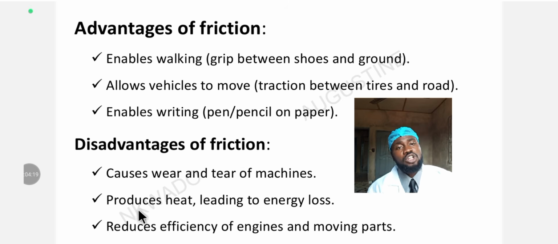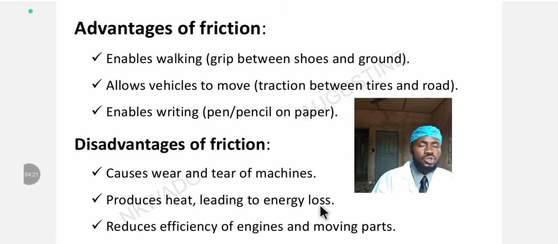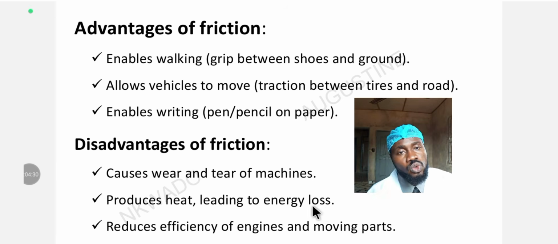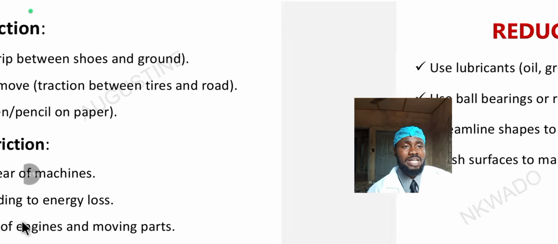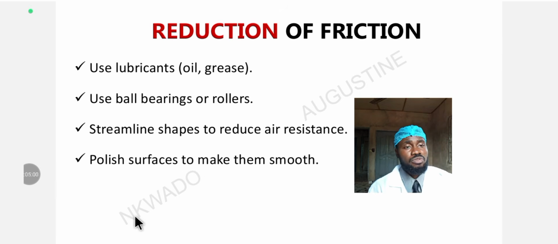The second is that friction produces heat, leading to energy loss. That's true. When two surfaces are in contact, there is contact and motion, which produces heat, and that leads to energy loss. Then the third one is that it reduces the efficiency of engines and moving parts because of the heat produced. Because of the high contact, energy is lost, so efficiency is reduced. We all know what affects efficiency in machines. We are going to treat that, of course.